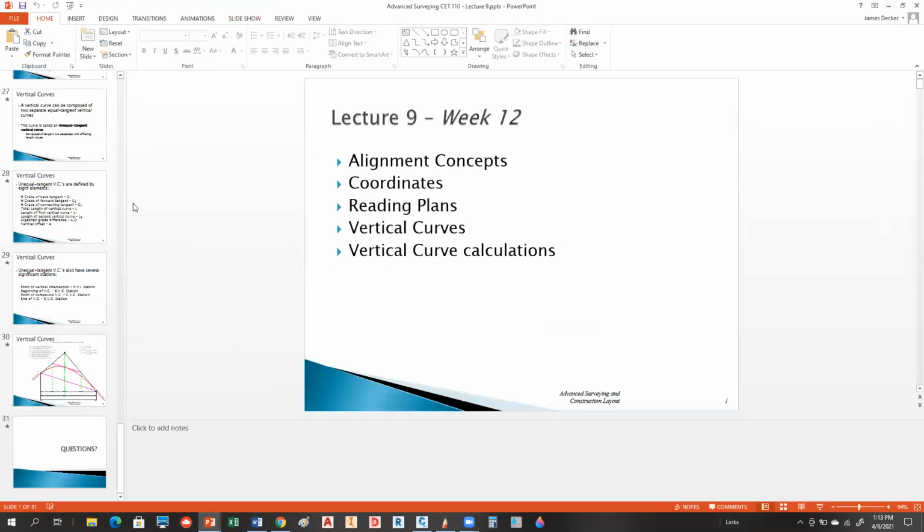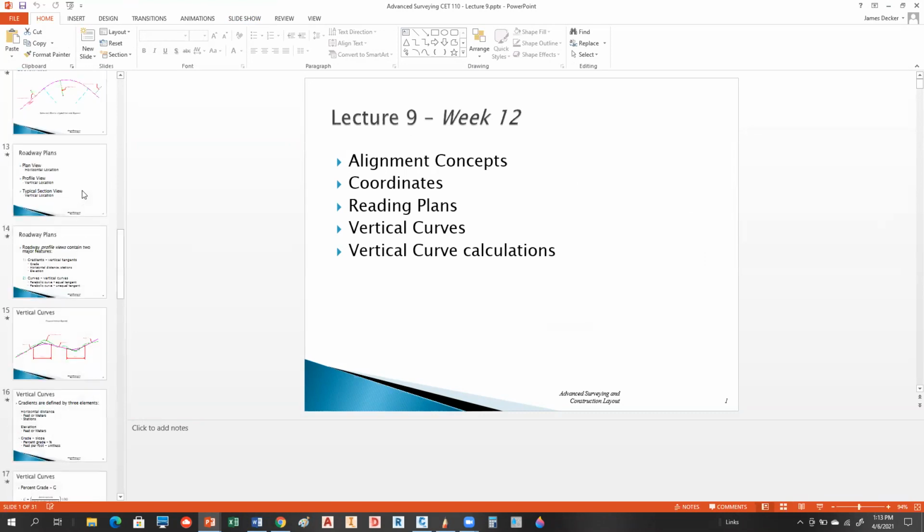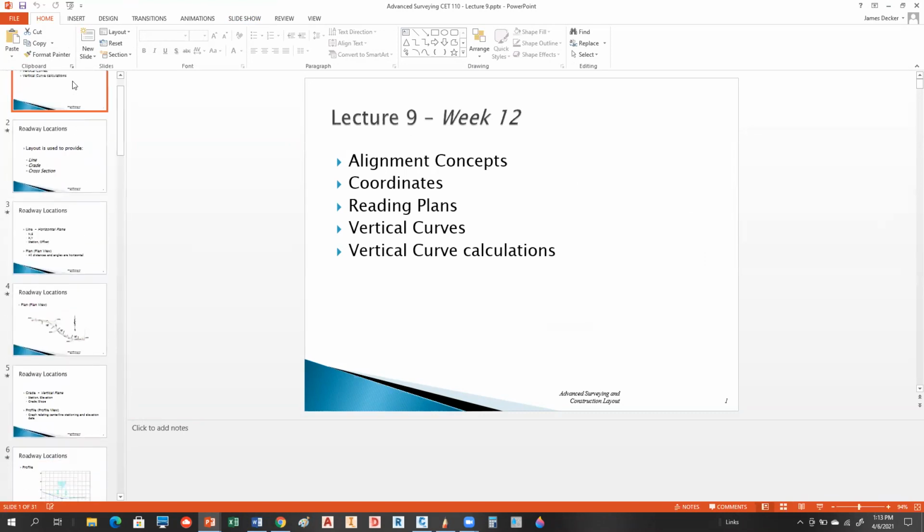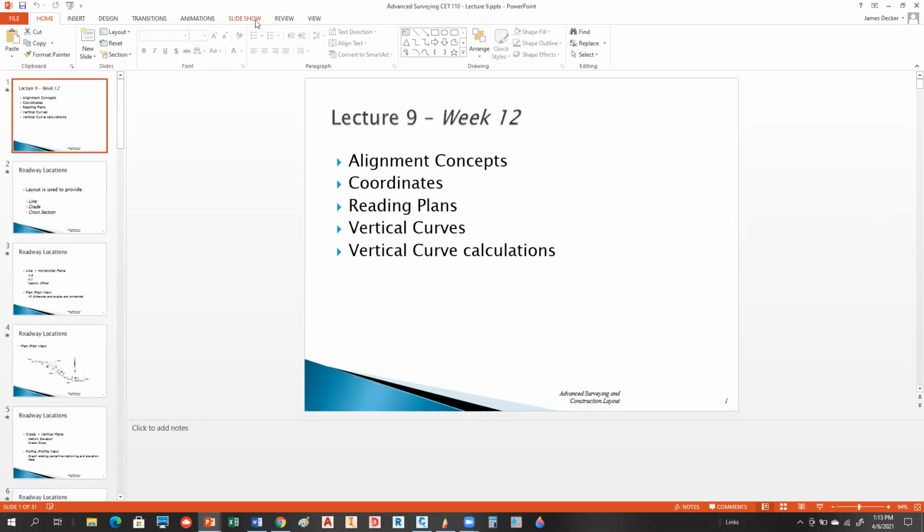Okay, so this is going to deal with vertical curves. I have a little bit of redundancy in here, let me weed that out. I'll go through this real quick. So you guys have this now.